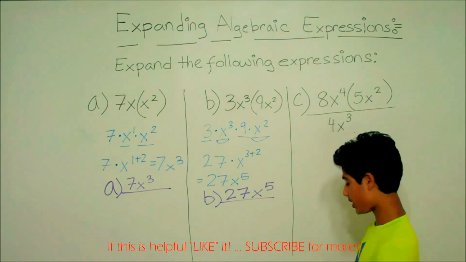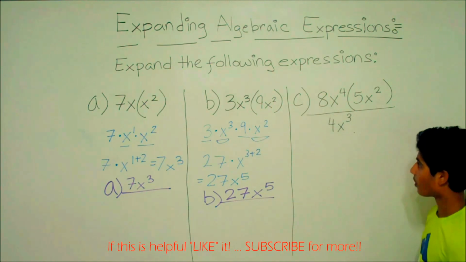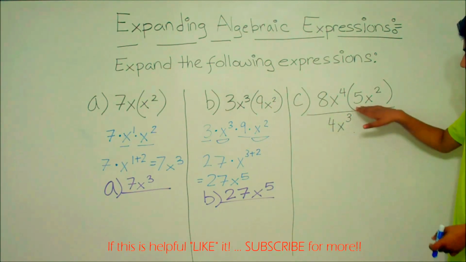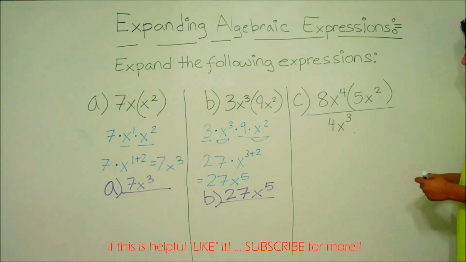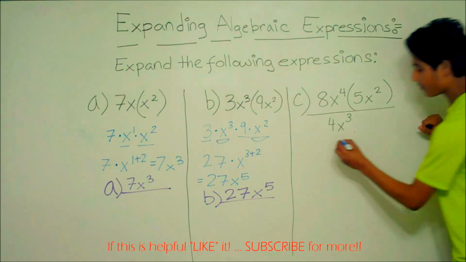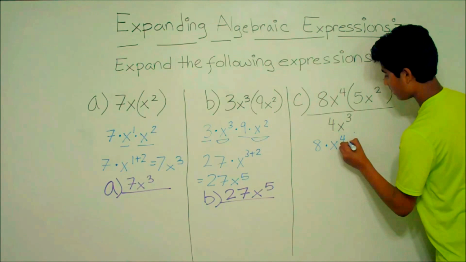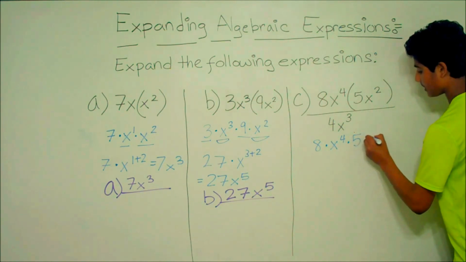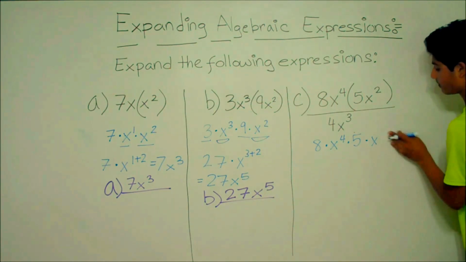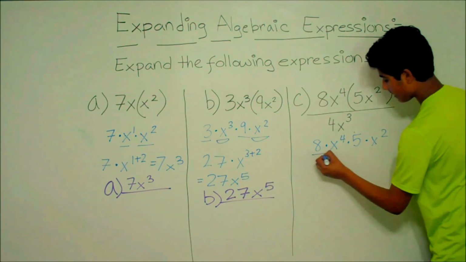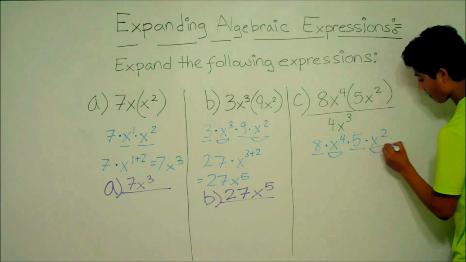Now let's move on to question C. Question C: 8x to the fourth times, in parentheses, 5x squared all over 4x to the third. So let's start with the numerator. Let's rewrite this. We have 8 times x to the fourth times 5 times x squared. So let's combine like terms. We combine 8 and 5, and x to the fourth and x squared.